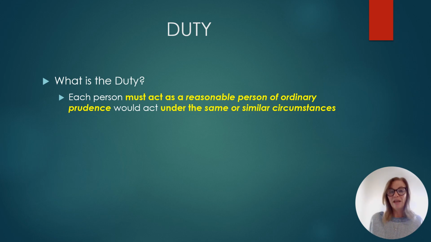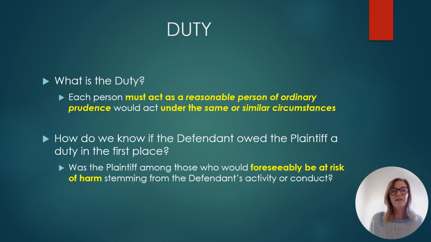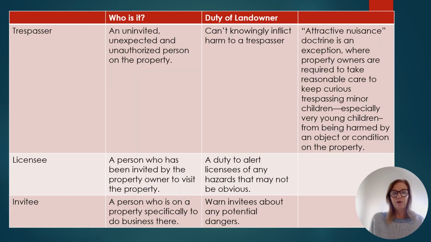So how do we know if the defendant owed the plaintiff a duty in the first place? One of the things we have to look at is the risk of foreseeability, meaning I owe everyone, where it's foreseeable I could harm them, a duty not to harm them, right? So foreseeability is one thing that you look at. And we're going to see this also when we talk about breach of duty and what a breach of duty is, okay? One of the things you need to know is the difference between landowners and what duties they owe the people that are on their land.